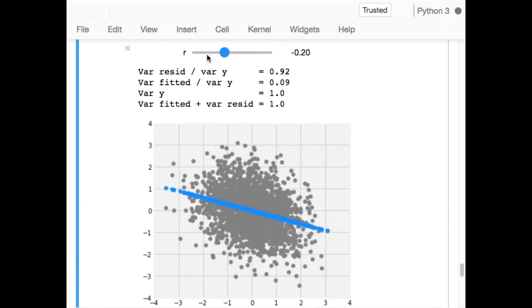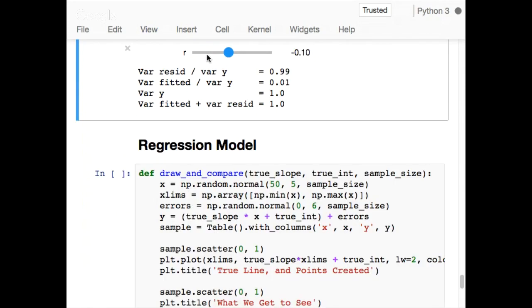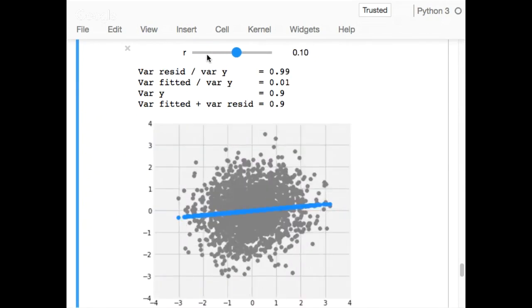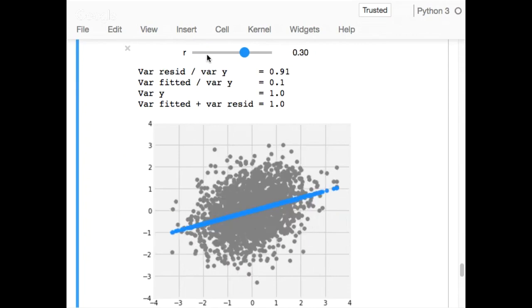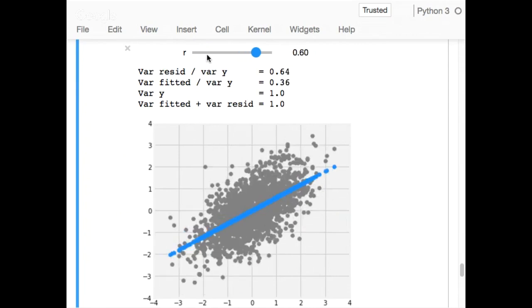Okay, coming flat. More variance in my fitted values. So as I increase R, fitted values have more variance. Residuals account for less variance.